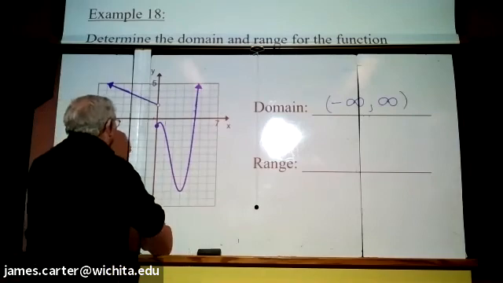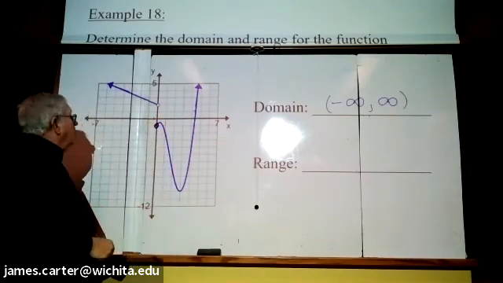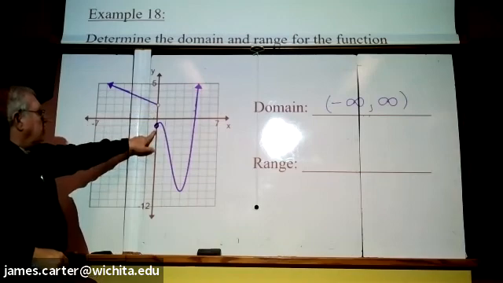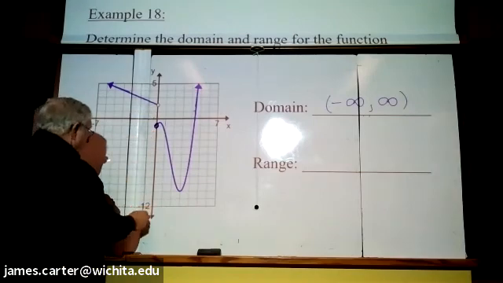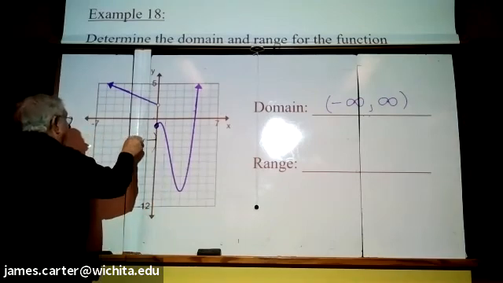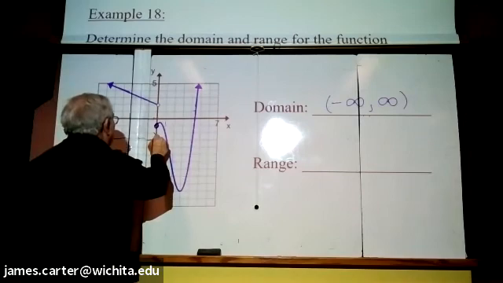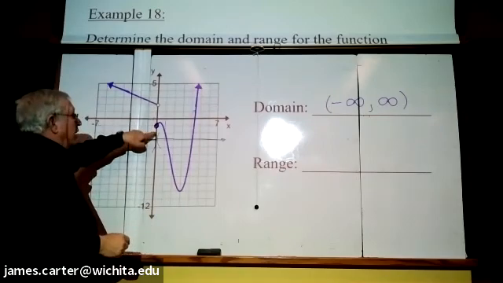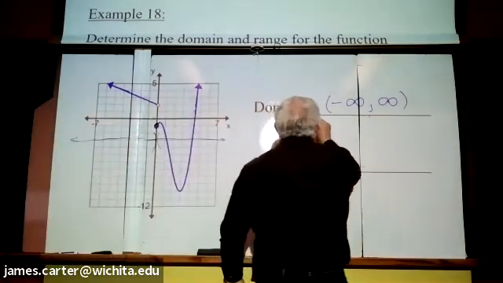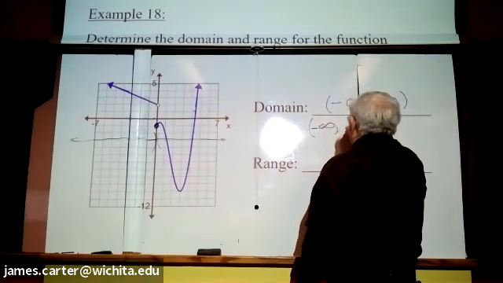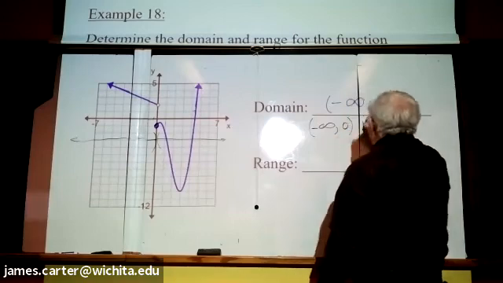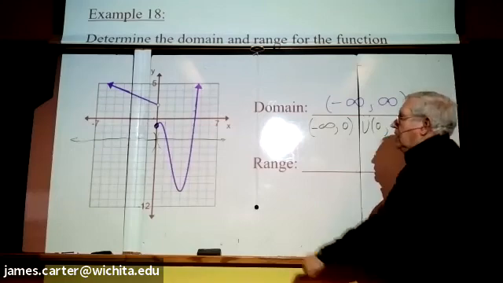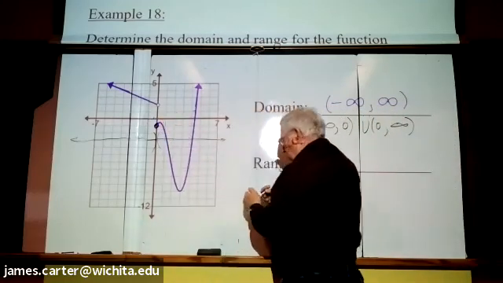Now, let's play what if. What if both of these had open dots instead of closed dots? If this one also was an open dot, then our domain would be this and this, with that actual value not included. So our domain would have been negative infinity to 0, union with 0 to positive infinity, if both of these were not included points.